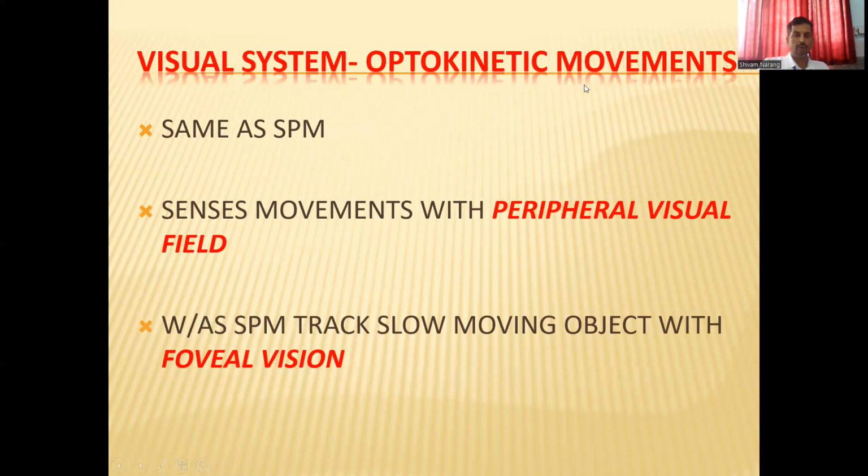So now we come to the optokinetic movement. It is the same as the smooth pursuit movement, just that this optokinetic movement senses the moving object with the peripheral visual field, whereas in smooth pursuit movement, the tracking of the slowly moving object was with the fovea. Otherwise both are the same, and if one is affected, the other is going to be affected.